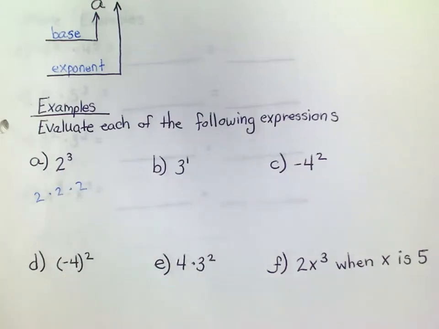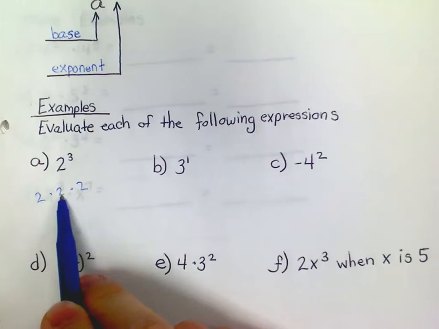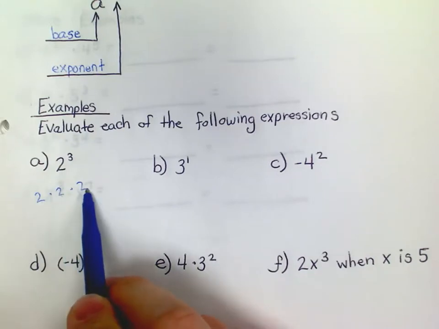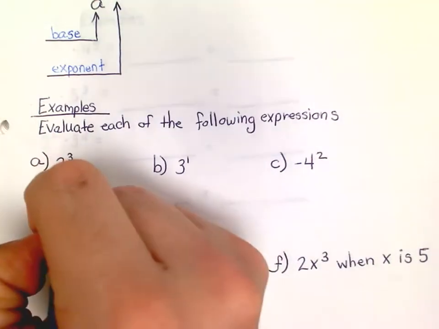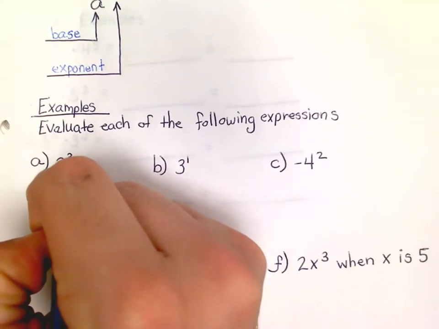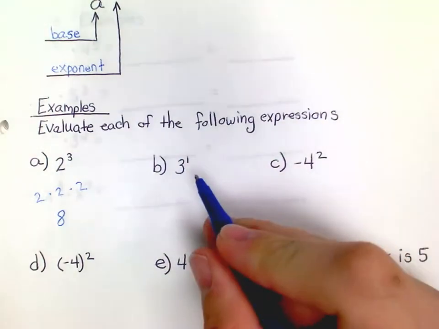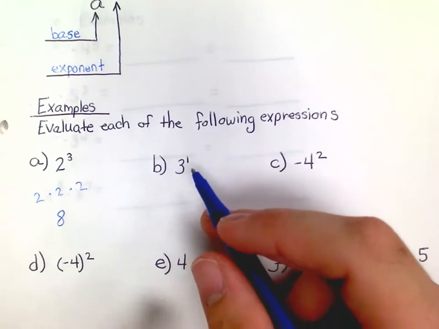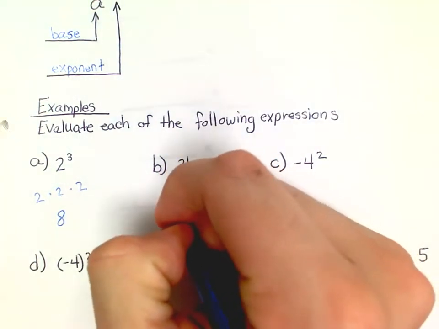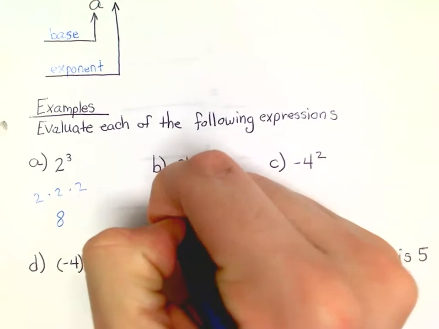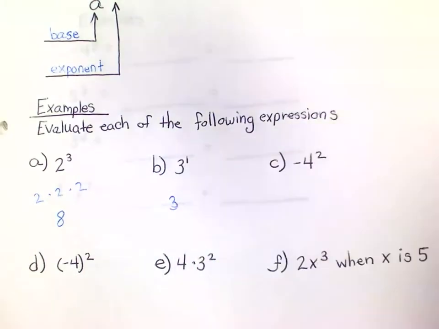So to do that, we say 2 times 2 is 4 times 2 is 8. So 2 to the 3rd power is equal to 8. Okay, for this one, 3 to the 1st power, we have just multiplying 3 by itself 1 time, so we're just saying 3. And that's the answer.